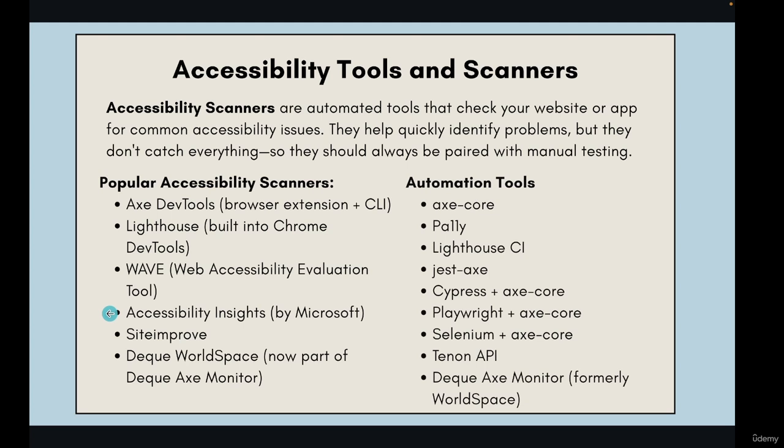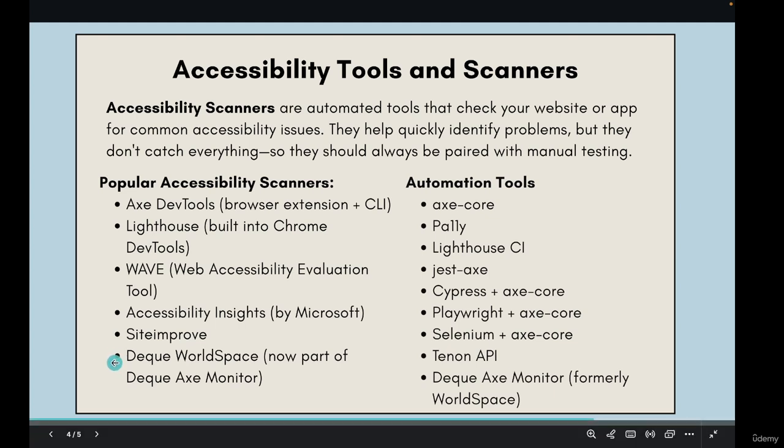Accessibility Insights by Microsoft. This is a free tool set from Microsoft. It offers fast automated checks and guided manual tests, and it ensures WCAG compliance. This is available as a browser extension and the Windows app. Siteimprove. This is a comprehensive digital optimization platform with accessibility scanning, analytics, and quality assurance. So it's often used by larger teams and enterprises.